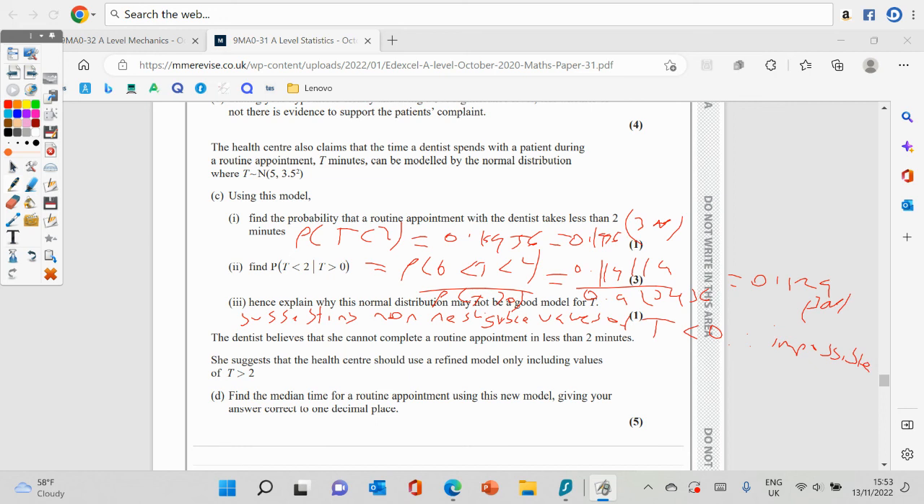The dentist believes that she cannot complete a routine appointment in less than 2 minutes. She suggests that the health centre should use a refined model only including values of t bigger than 2. Find the median time for a routine appointment using this new model, giving your answer correct to 1 decimal place. So, we're given that t is normally distributed N(5, 3.5 squared).